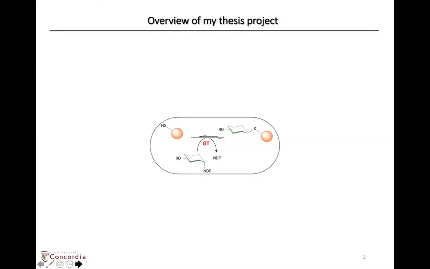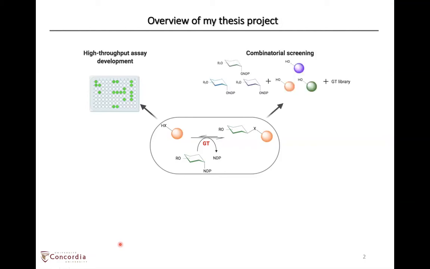So first of all, I would like to give an overview of my PhD thesis project. I work with glycosyltransferases that are involved in the glycosylation of small molecule natural products. In my thesis project, I'm interested in developing a high throughput screening method for these enzymes, and also to use this assay for combinatorial screening with the aim of obtaining novel glycosides.